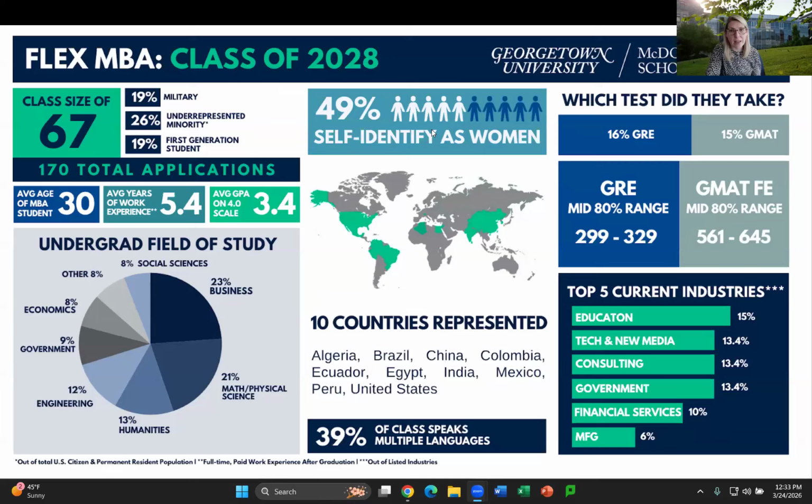Now for the Flex MBA class, so this class again started in fall 2025. This is traditionally a 3-year program, though it is flexible duration. But the average we typically see is 3 years. So they'll graduate, most of them will graduate in May 2028. This was a class of 67, and again, flex means full-time working, part-time studying with us.